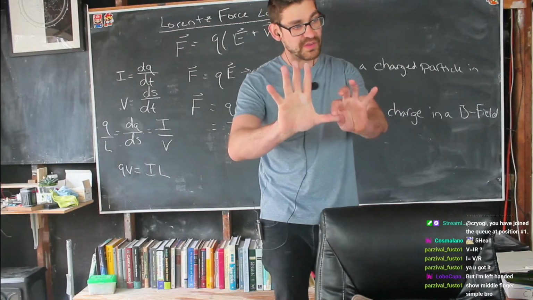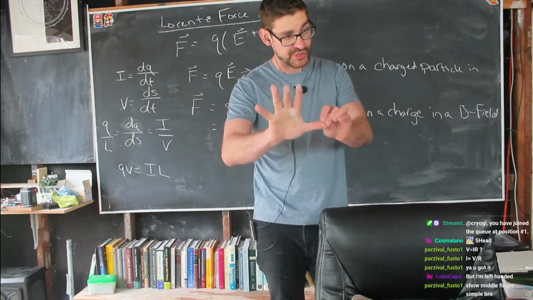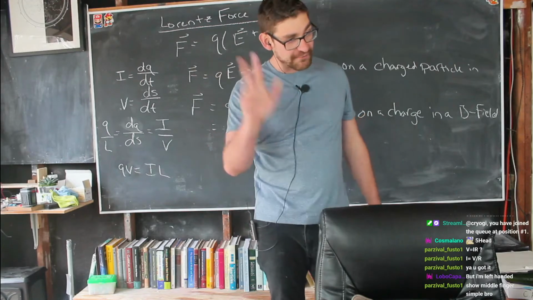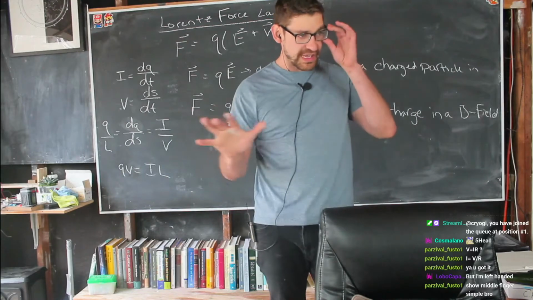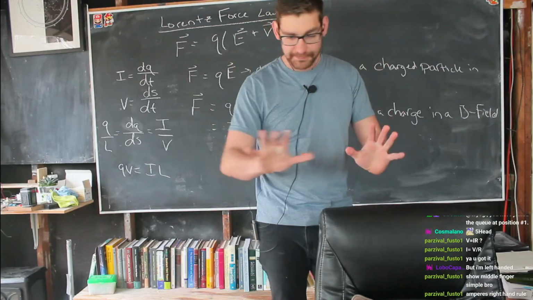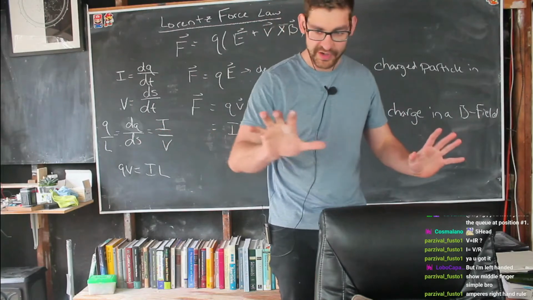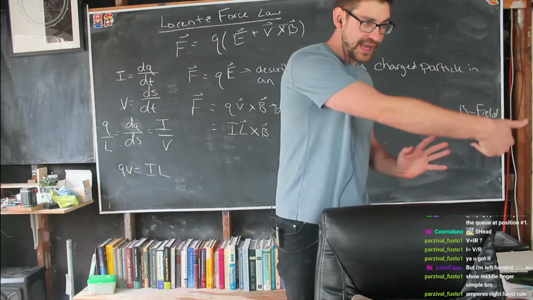Your thumb always goes in the motion of the current or the motion of the particle, the positive charge, and your fingers always go in the direction of the magnetic field, okay? So for the one right-hand rule, for the direction of a magnetic field around a wire, take your thumb and put it in the direction of the current. Your fingers wrapping around make the direction of the magnetic field.